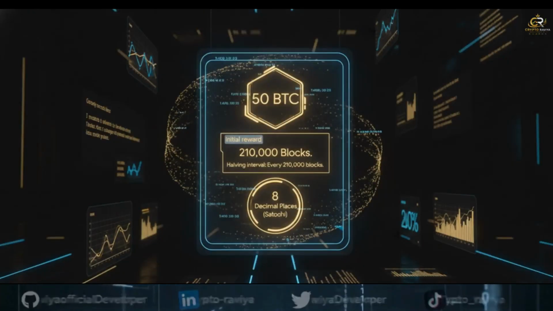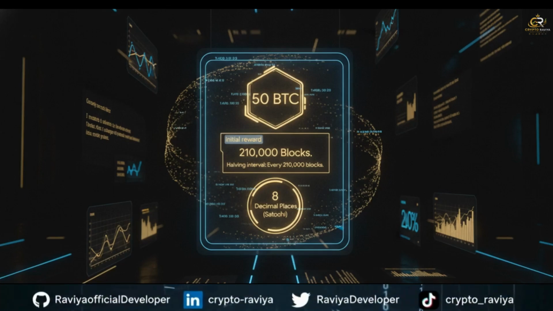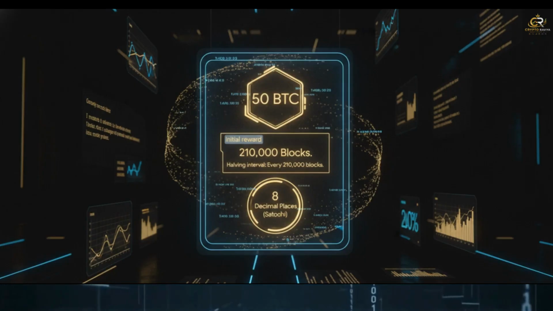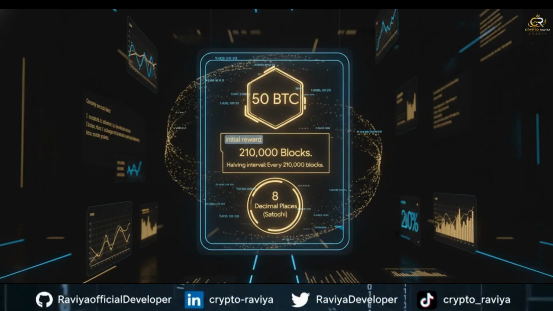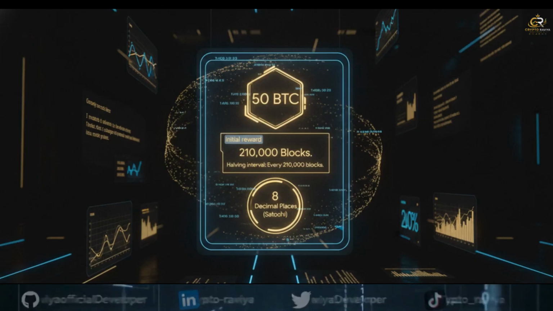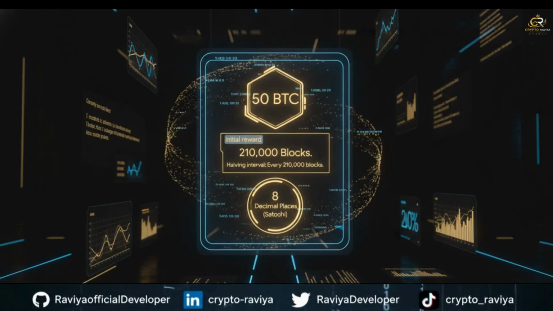So our simulation starts with these foundational variables, exactly as they were hard-coded into the Genesis blueprint way back in 2009. The initial reward given to miners was 50 Bitcoin per block. The interval to trigger a halving event is exactly 210,000 blocks. And the ultimate precision scale goes all the way down to 8 decimal places, which is known as a Satoshi.